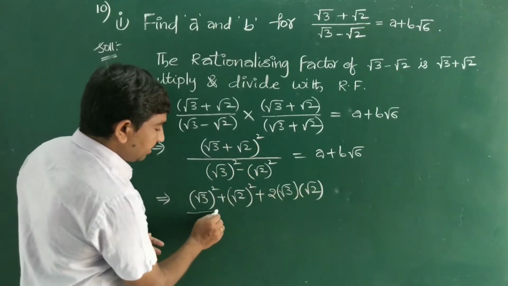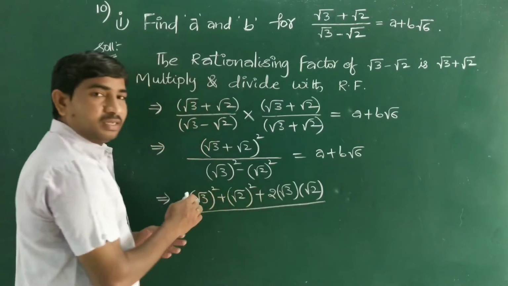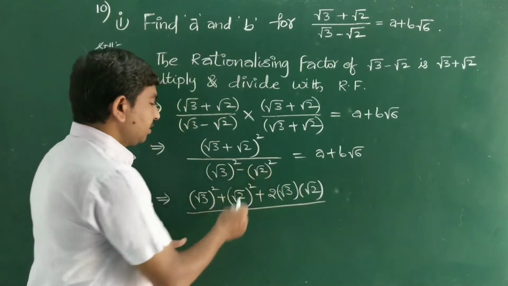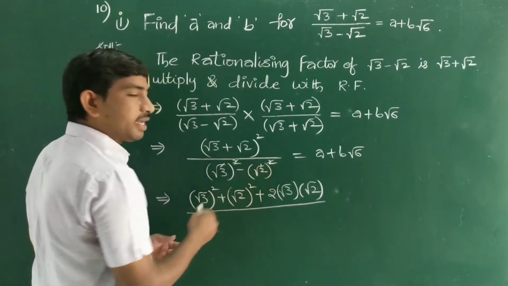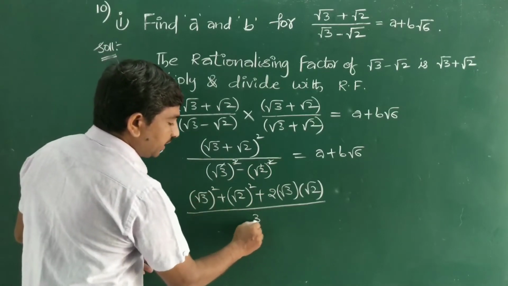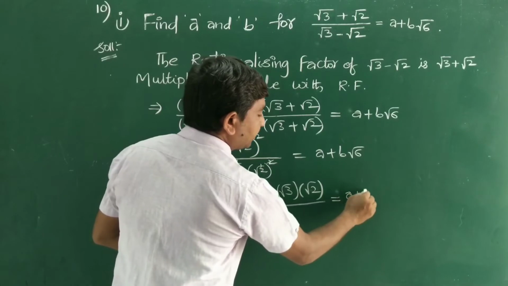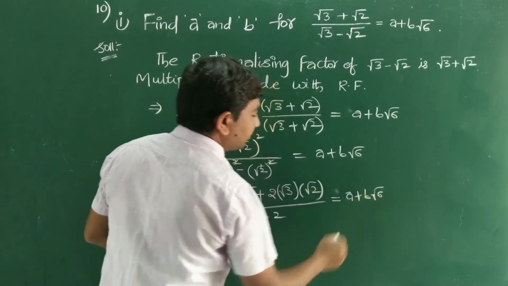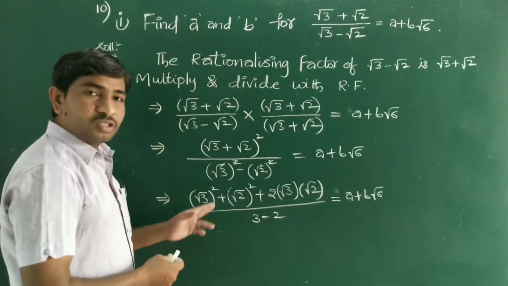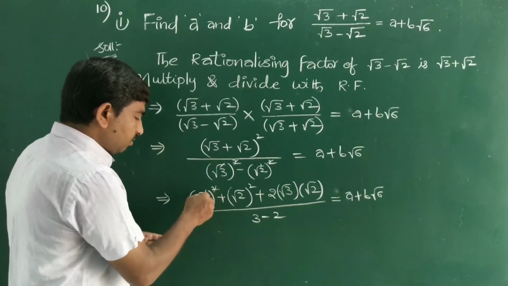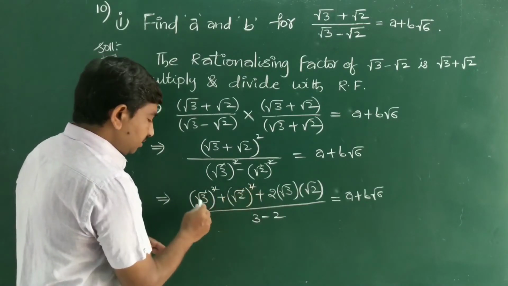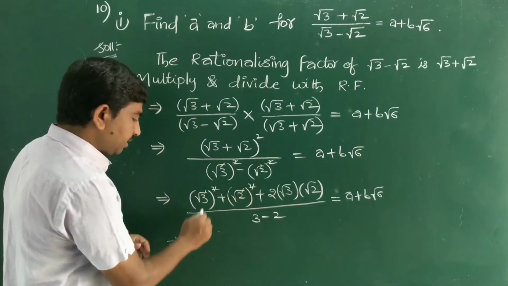And what is the denominator here? It is in the form of a square minus b square. The square root will get cancelled. We can remove those two. So then what will you get finally? 3 minus 2 as the denominator. And what is the right hand side value? As it is, you should write a plus b root 6. Now square root gets cancelled here, and here also square root gets cancelled. Then what is the remaining last step here?